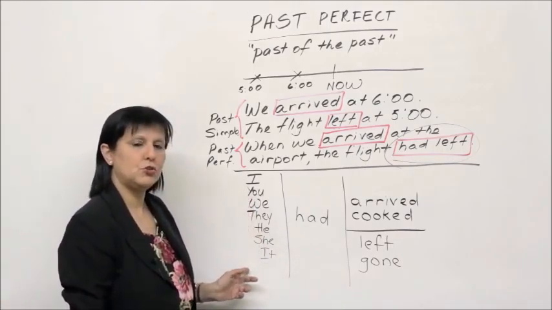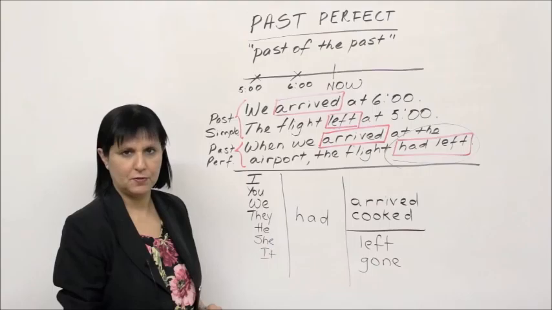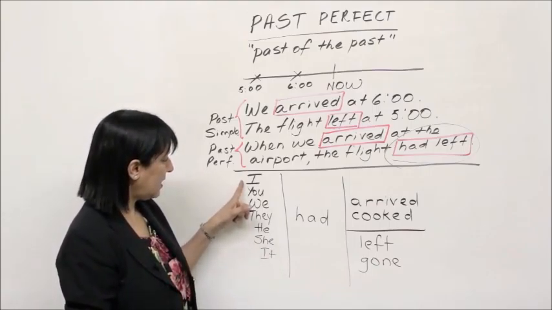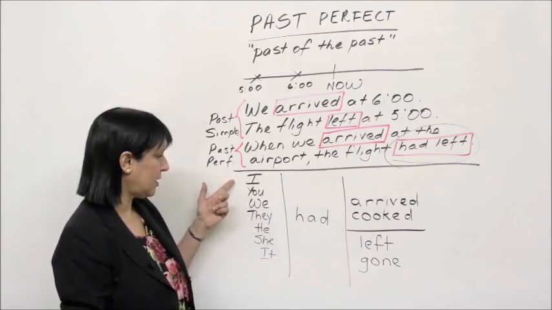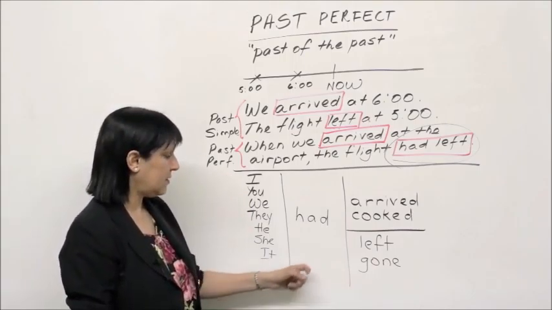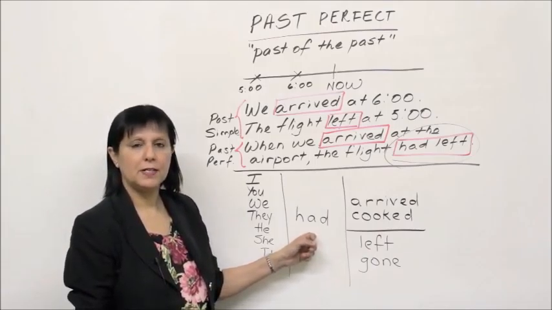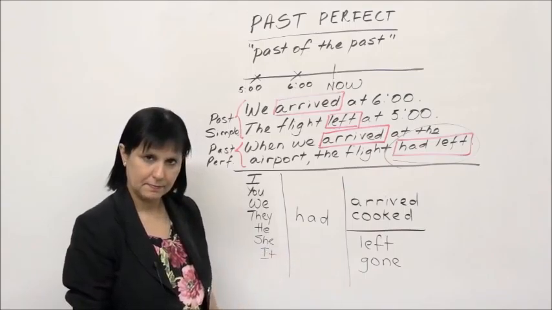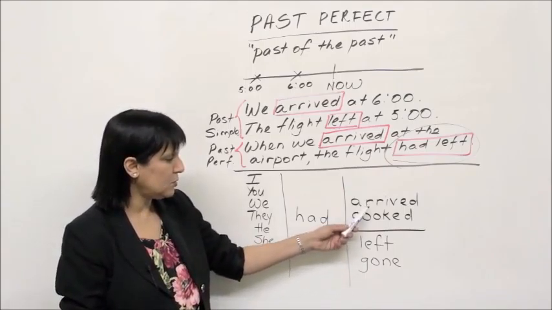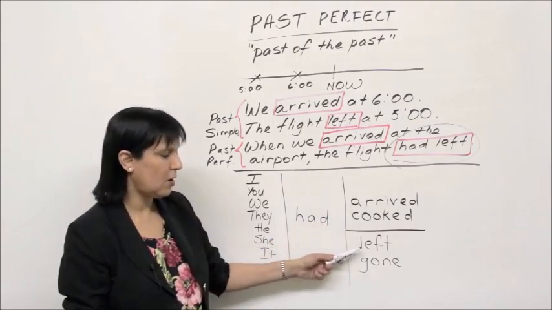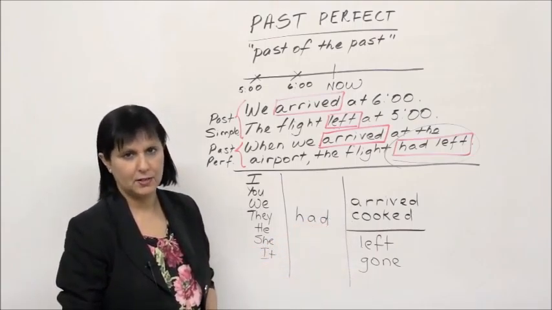This chart shows you how to use the past perfect tense, right? So here's the subject. It could be anything, any pronoun: I, you, we, they, he, she, or it. Then we use the auxiliary verb or helping verb, had. And then we use the past participle of a regular verb or of an irregular verb.